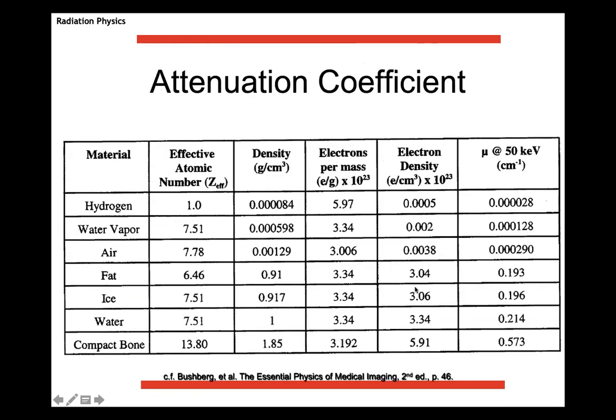Now, these are useful for the exercises. These are examples of attenuation coefficients for different materials. You see hydrogen, water vapor, air, fat, ice, water, and compact bone. You see that for compact bone, the effective atomic number is 13.8, and the density is 1.85.